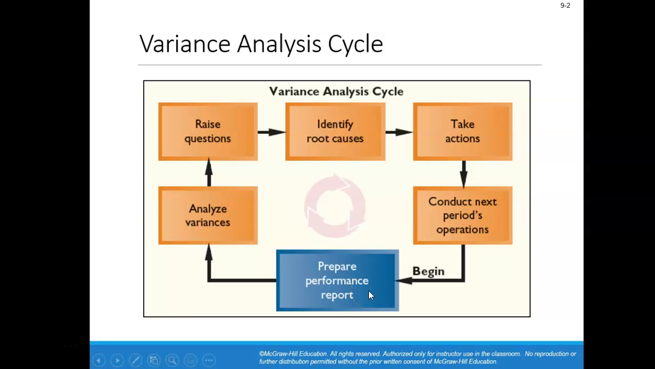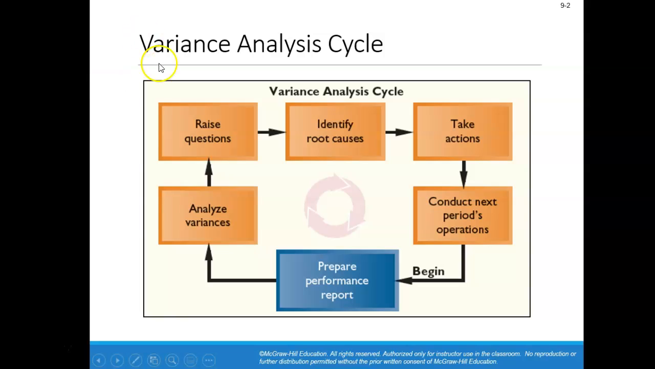We're going to look at what we call a performance report, in which we're going to compare the actual results against the budget results. Determine if there are variances, differences between actual numbers compared to budgeted. We're going to analyze those variances. Were they favorable or were they unfavorable?